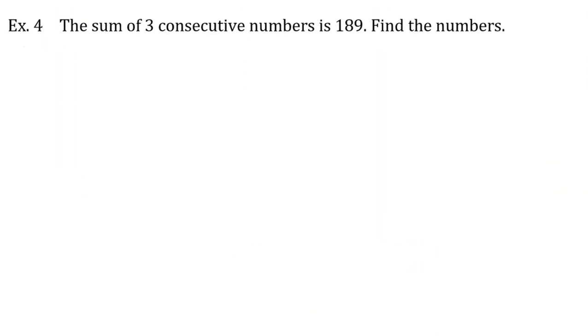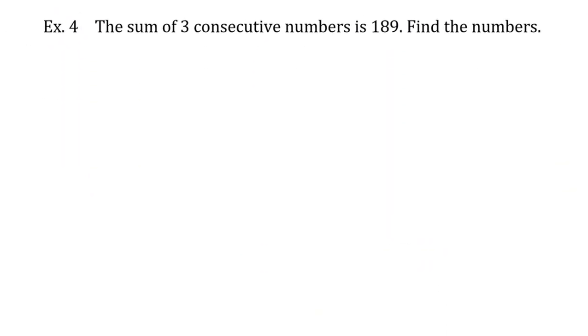Okay, last one. The sum of 3. This one's very different, but there's going to be a few in the practice that are like this, so practice it a few times and you'll get it. The sum of 3 consecutive numbers is 189. Find the numbers.